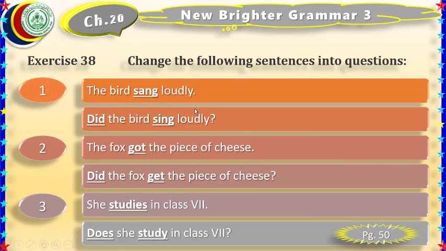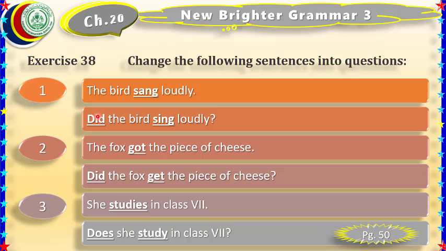Yes, students, this is the exercise. The birds sang loudly. And we know very well if there is written the second form of the verb, we shall split it into did sing. How shall we split it? We shall split it into did sing. Did the birds sing? Did will come in the beginning of the sentence.